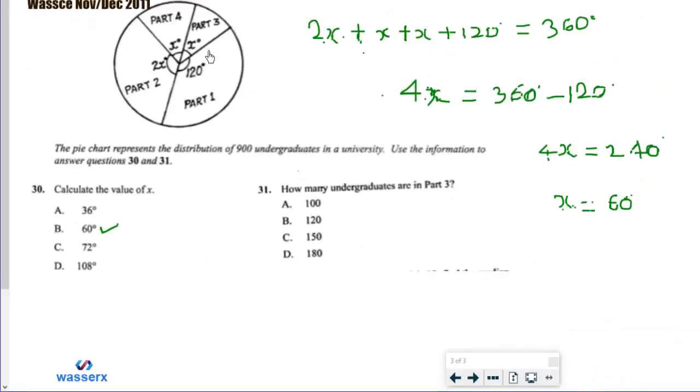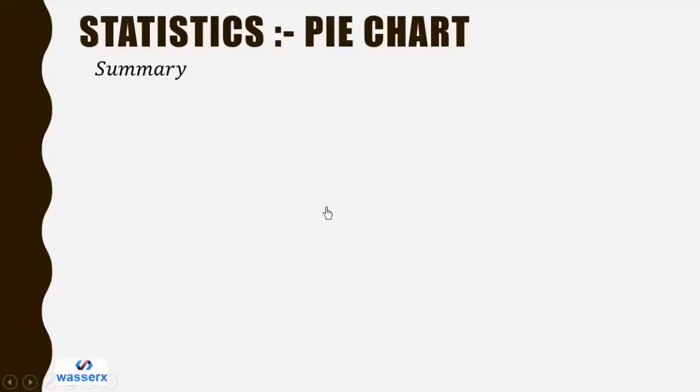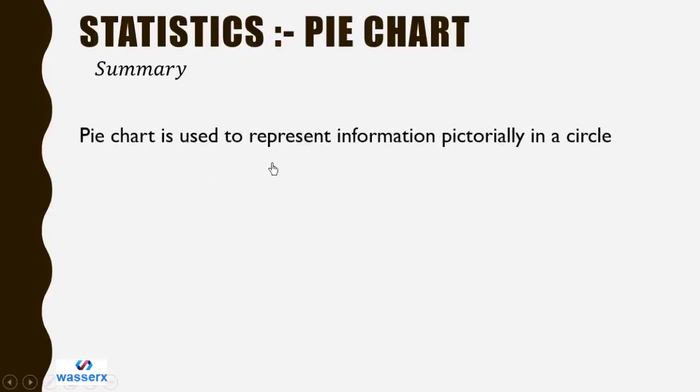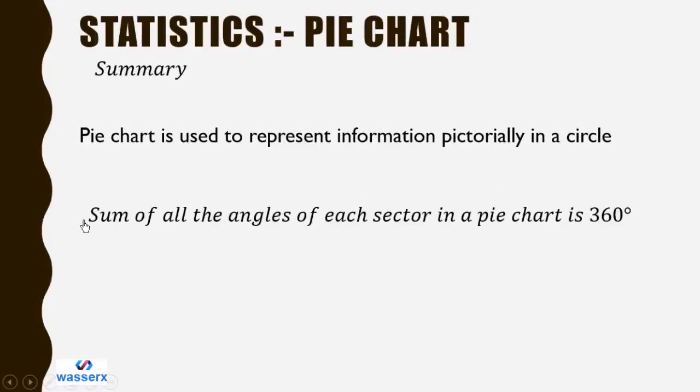Now the number of undergraduates in part 3 is given by 60 over 360 times the number of graduates, which is 900, and this is equal to 150. In summary, a pie chart is used to represent information pictorially in a circle. And you should remember that if you sum all the angles of each sector in a pie chart, you should get 360. So if you do your calculations and it is not up to 360, then you must double check your work.